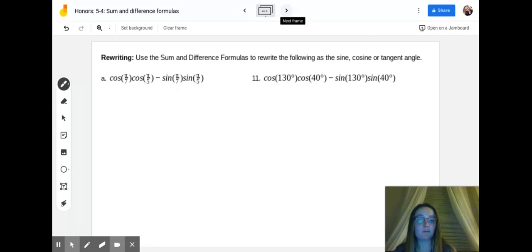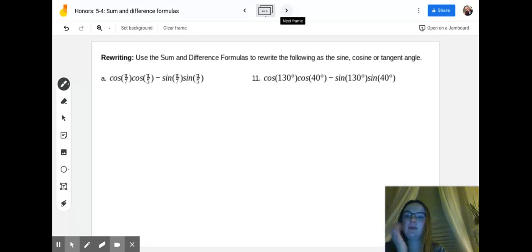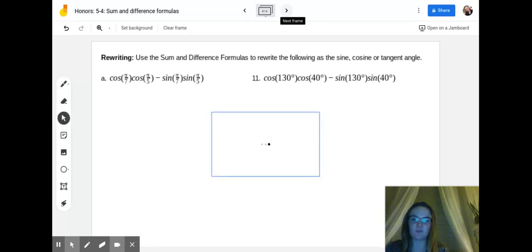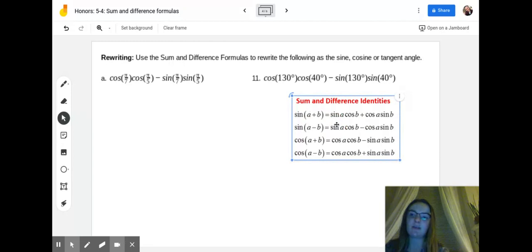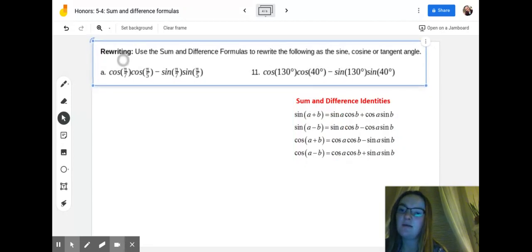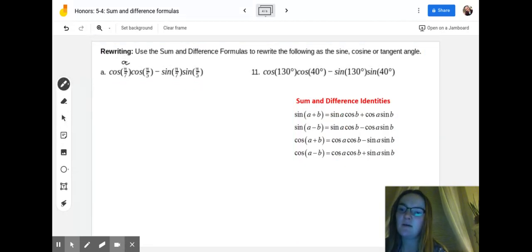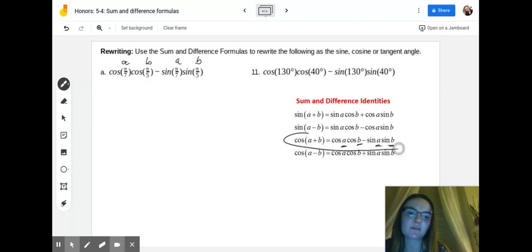It says use the sum and difference formulas to rewrite the following as a single sine, cosine, or tangent of an angle. So we're just going to use the sum and difference formula to rewrite it as a single value. Let me pull up my sum and difference formulas again. It looks like I have cosine of A, cosine of B, minus sine of A, sine of B. So I know that it's this sum and difference formula here.